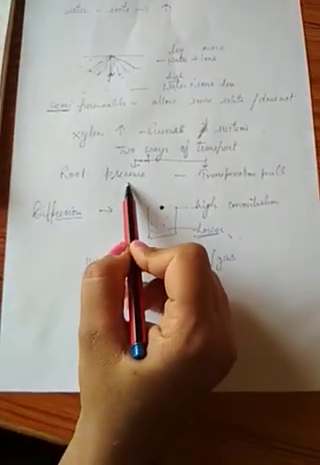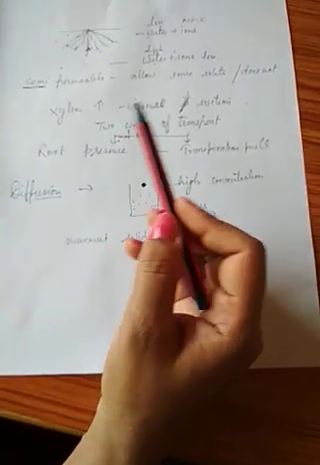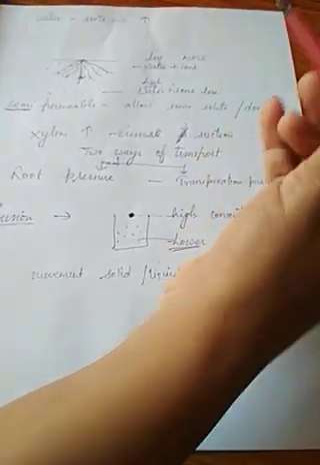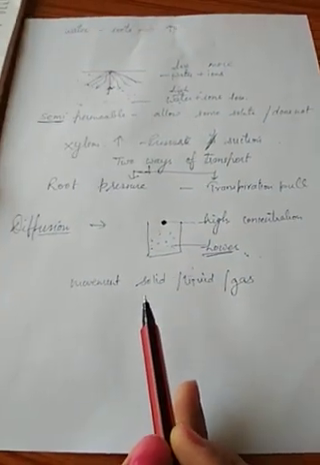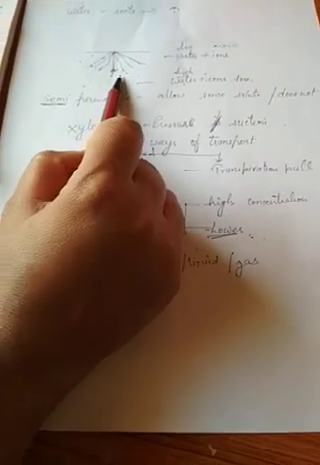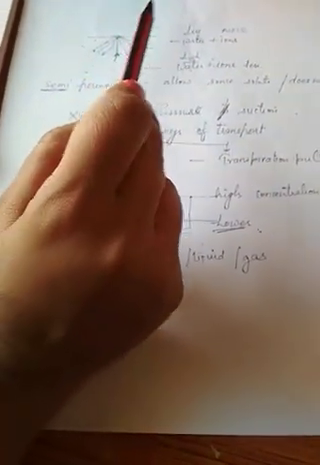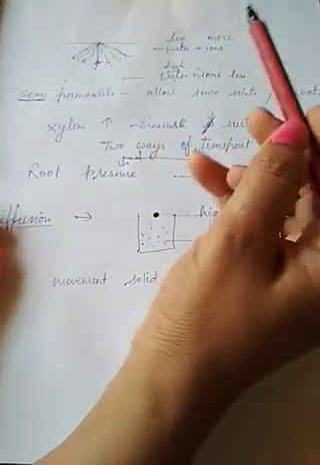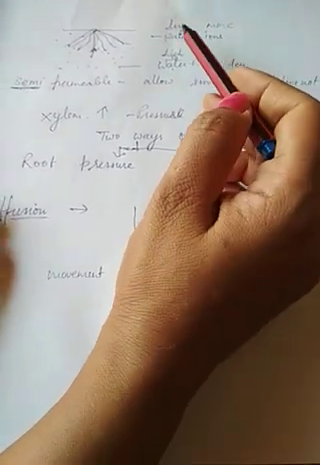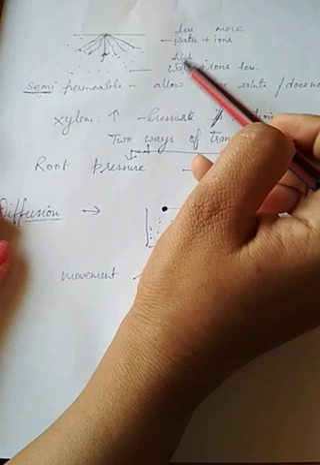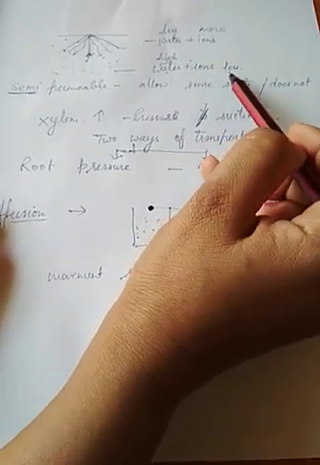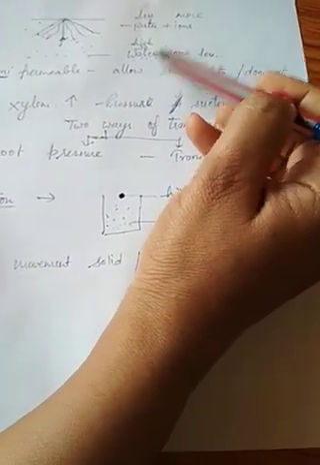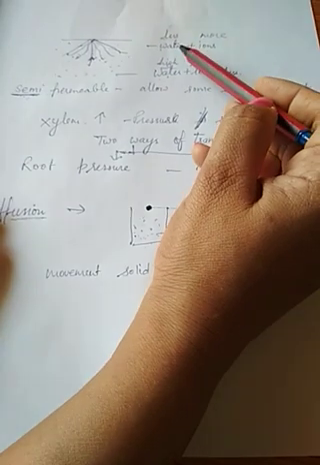What is that root pressure? As I told you, the concentration of water molecules is more in the soil. The root cells, as they are in contact with the soil, take up the ions as well as the water. As a result, the root cells have more ions and less water in them, while the soil particles have more water and less ions in them. As a result, the water moves from the higher concentration to the area of lower concentration.